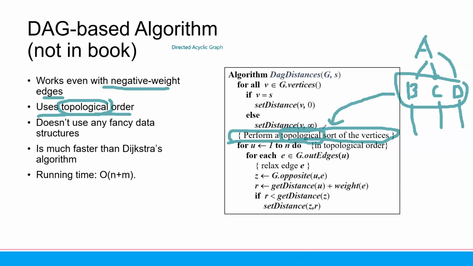The topological order means, if you have a string A, B, C, D, of course, it is the sequence A, B, C, and D. If you have B, and then E, and then H, and then G, then the sequence will be B first, and then E, and then G, and then H. So we are making this order, and this order will be used for the for loop. That's the only difference. It doesn't use any fancy data structure.